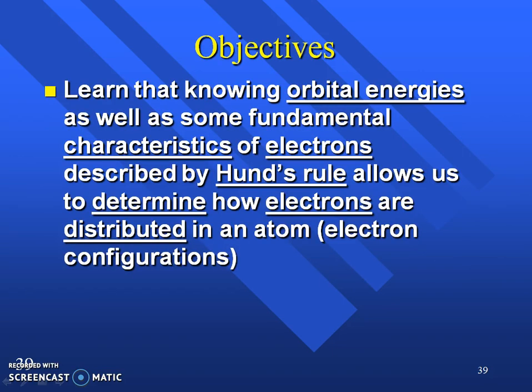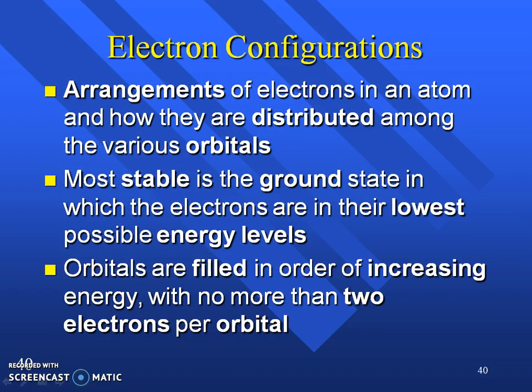So on to your notes packet. Your objective in this section is to learn that knowing these orbital energies, as well as some of those characteristics of electrons described by Hund's rule, allows us to determine how these electrons are distributed in an atom. In other words, the electron configurations. So again, pause the video and then play to hear my words. Fill in the blanks, obviously. And please, please, please read as you're writing. This is a lot of words to fill in, but make sure you're not just filling in those words, that you're also reading each of those sentences or statements as we go along.